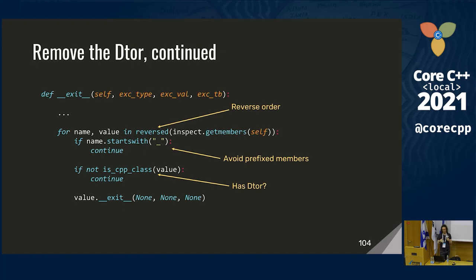And we basically go over all the members of the object we're destructing. We check if they begin with underscore. If they do, they're the private name, and we don't want to touch that because we don't want to have duplicates and destruct something twice. Then we make sure that the object we're looking at is a CPP class object, which means it's something that has a destructor that needs to be called, and then we call the destructor. Now we're traversing them in reverse order, so that they would be destroyed in the right order.